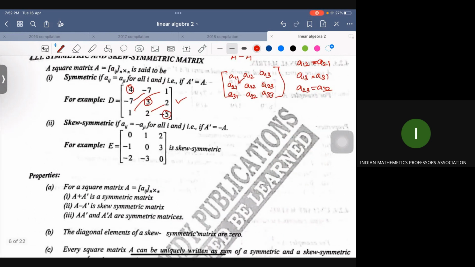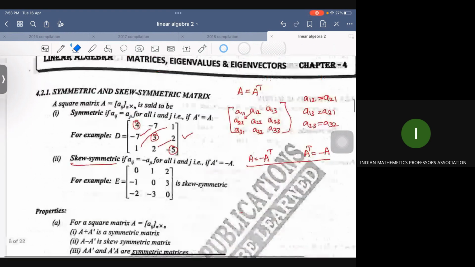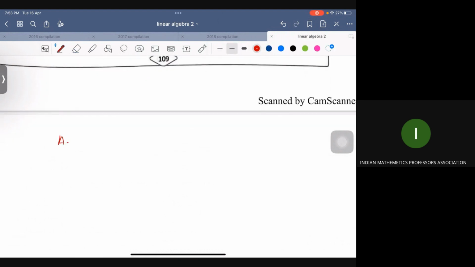Skew symmetric matrix. If A is equal to minus A transpose, or in other words, A transpose equal to minus A, if the matrix A satisfies this condition, then it will be a skew symmetric matrix. For example, let us take A equal to the matrix with entries A, B, C, D. A transpose is nothing but the matrix with entries A, C, B, D.